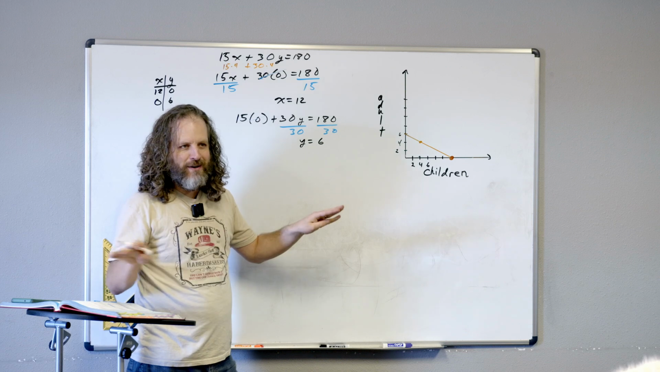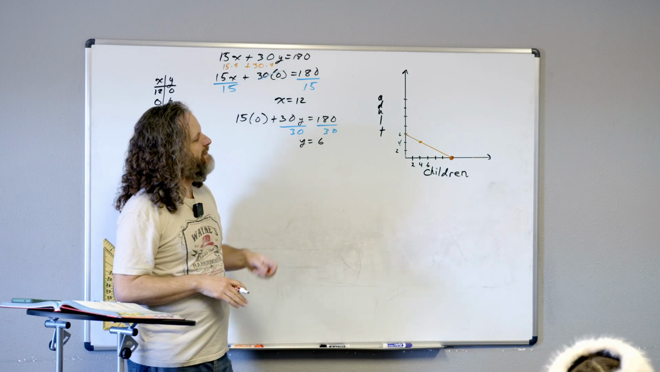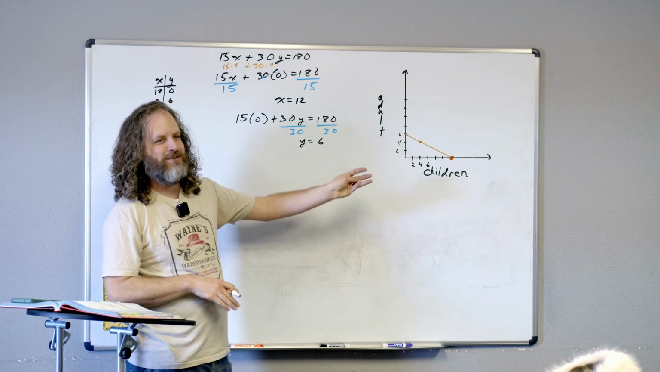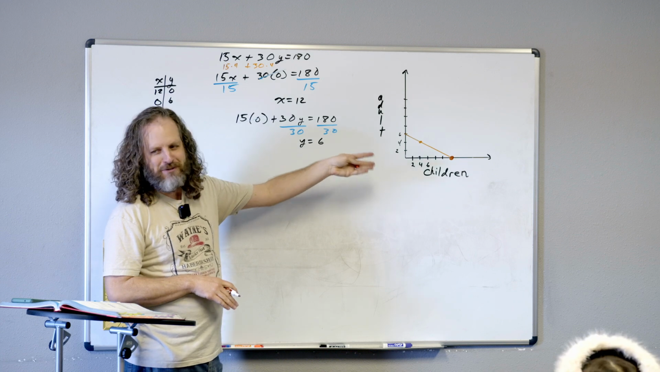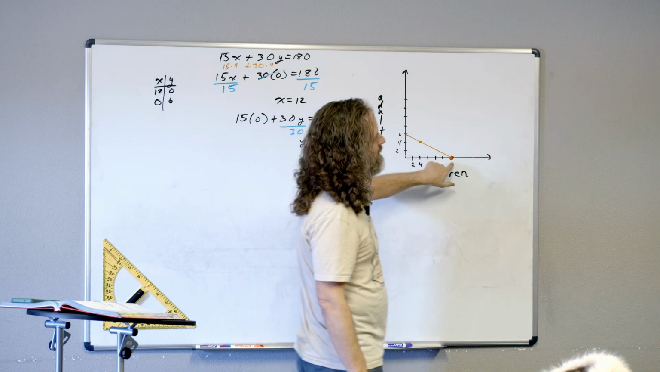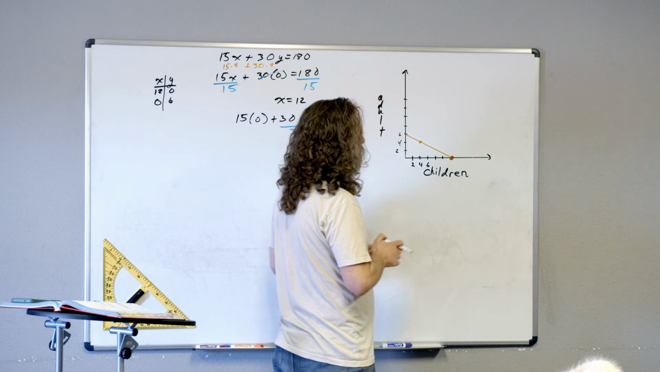12 children, no adults, right? That's probably a bad idea. Don't take 12 kids with no adults to the rodeo. But that's what that intercept represents. That will be half of part B, right?